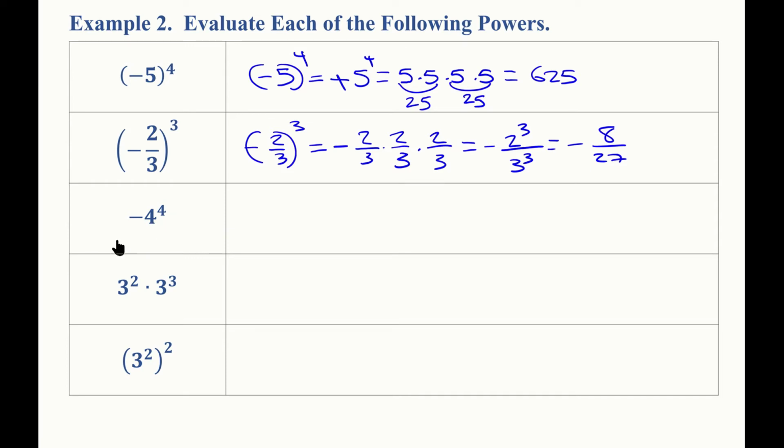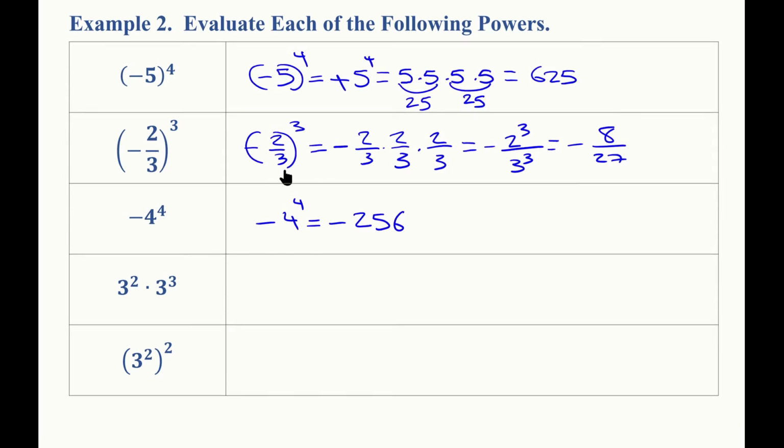Here we have -4 to the 4. So this negative is not even being raised to the power of 4. So it's just going to carry. And 4 to the power of 4, if you recall from the table, is going to be 256.